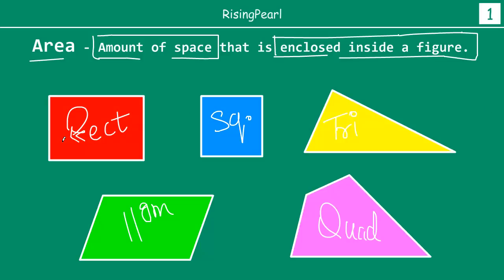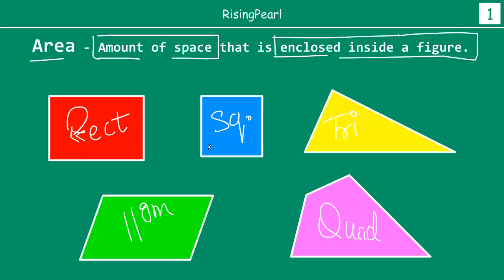So rectangle, everything which is inside, highlighted in the red color, is the area of a rectangle. So when we say area of a rectangle, we are talking about how much space, this entire red color space, how much is this amount of space. Similarly, this entire blue colored space, how much is this? That is what we mean by area of a square. So on and so forth.